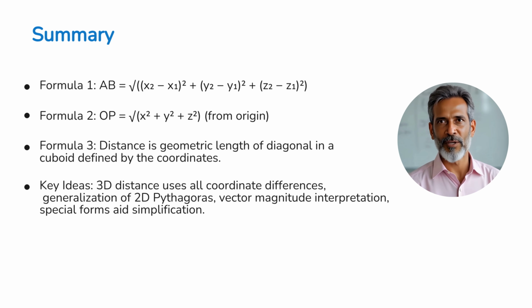Second, when one point is the origin O, the distance to a point P with coordinates x, y, z is simply the square root of x squared plus y squared plus z squared. Third, geometrically, this distance is like the length of the diagonal of a cuboid defined by these points, extending Pythagoras' theorem into 3D space. In a sense, these distances capture the geometric length of segments in 3 dimensions, relate directly to vector magnitudes, another foundation for further studies in 3D geometry with applications in physics, engineering, and more.